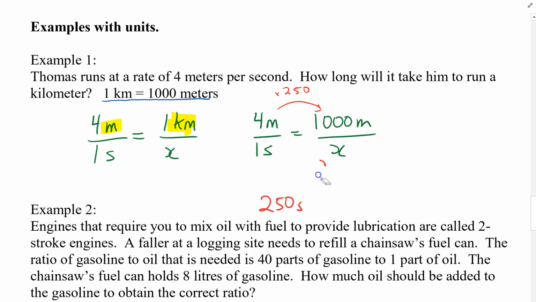Or actually, we could go like this. We could say from here to here, we're multiplying times 4. So what times 4 is 1,000? It's 250. Or if you're not comfortable with that, and that's totally fine, we could also just use some algebra, and we could say 4 times x, so 4x is equal to 1,000, because 1 times 1,000 is 1,000. Divide both sides by 4 to get x by itself, and we get x equals 250.